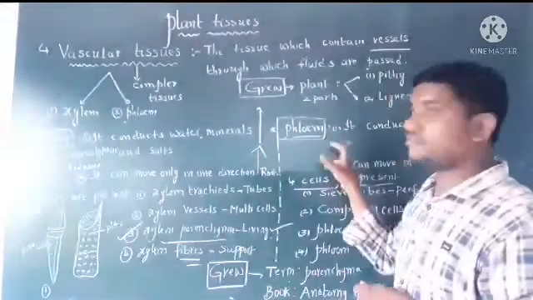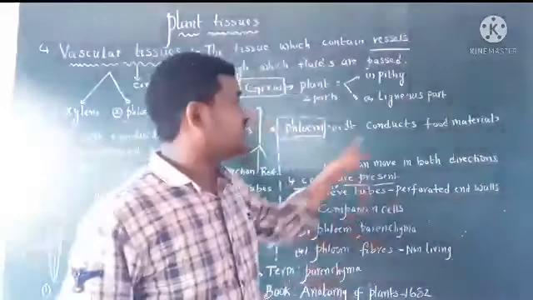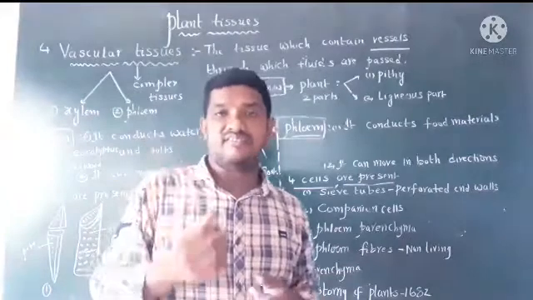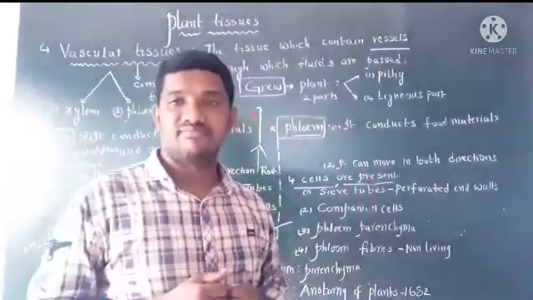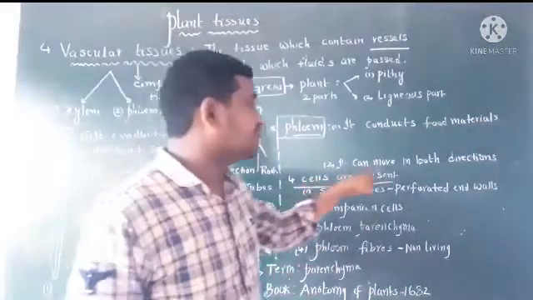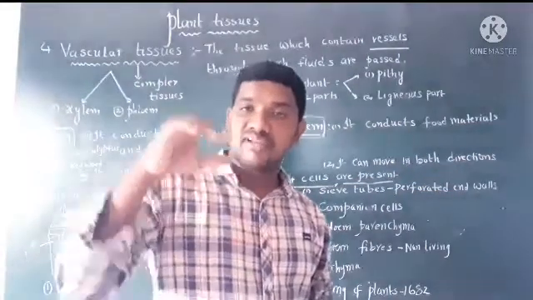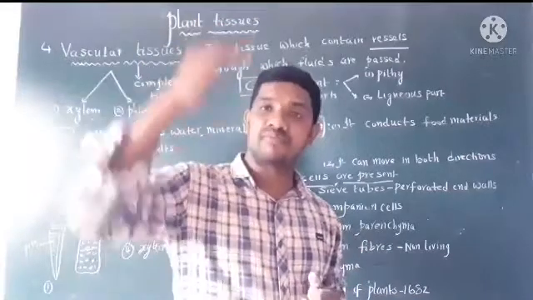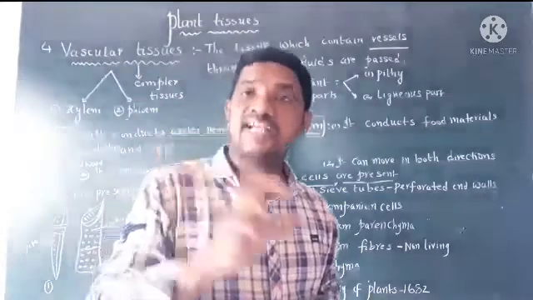Coming to the second one, phloem tissues. Phloem tissues conduct food materials. Food materials are prepared in the leaves, and go from the leaves to the remaining parts of the plants. See, food materials can move in both directions. Food materials move from leaves to roots and from leaves to stems, branches and other parts of the plant. It can move in both directions. So this is called bidirection.